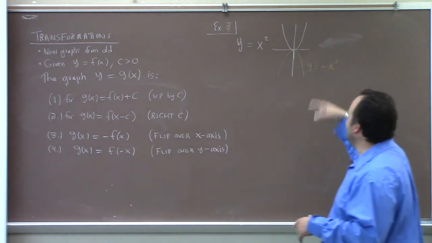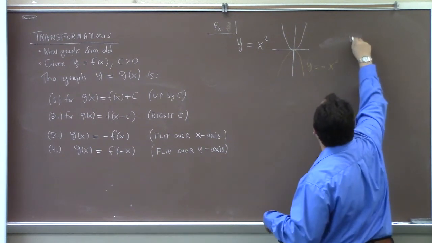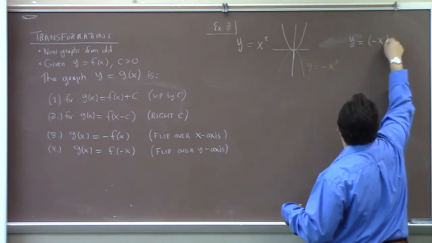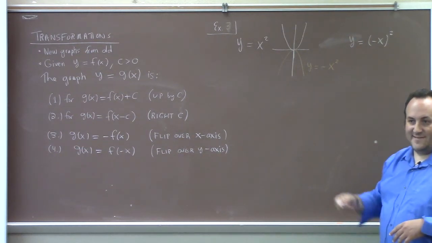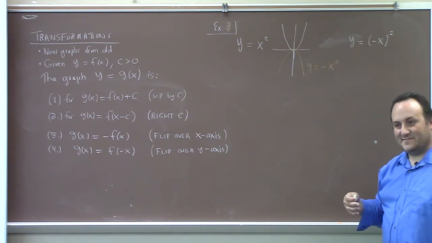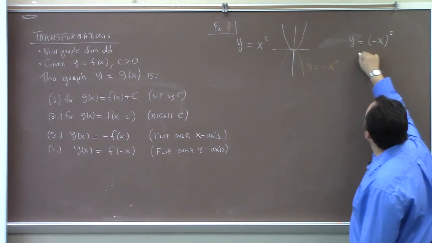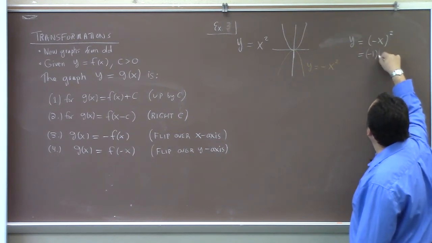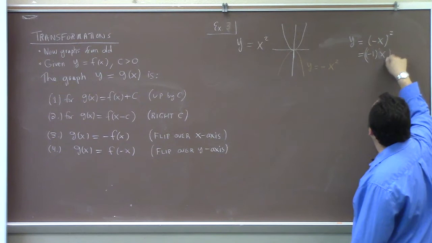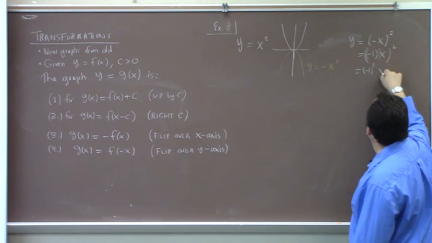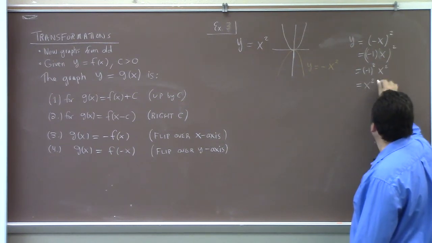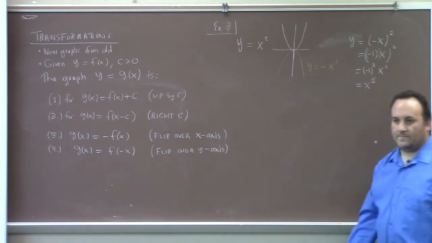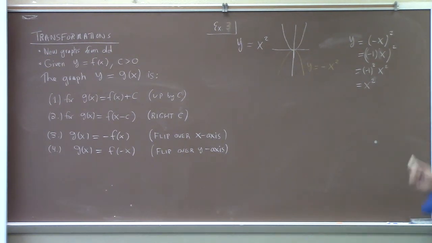Now, what happens when we look at y equals minus x, squared here? What is minus x squared? This is minus 1 times x, which is minus 1 squared times x squared, which you guys know is x squared again, right? I'm having trouble drawing the exponents at the top of the board right now. Sorry about that.